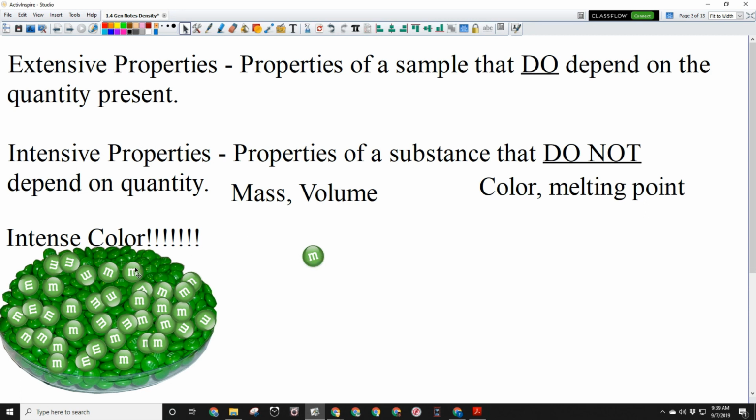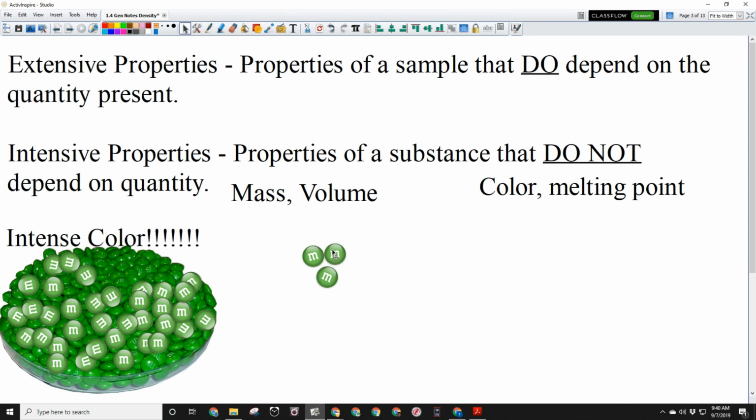If I take another M&M out and put it here, now the mass is 2 grams. If I take another M&M out and put it here, the mass is now 3 grams. So is that property changing? Is mass changing every time I take an M&M out? Yes, it is.